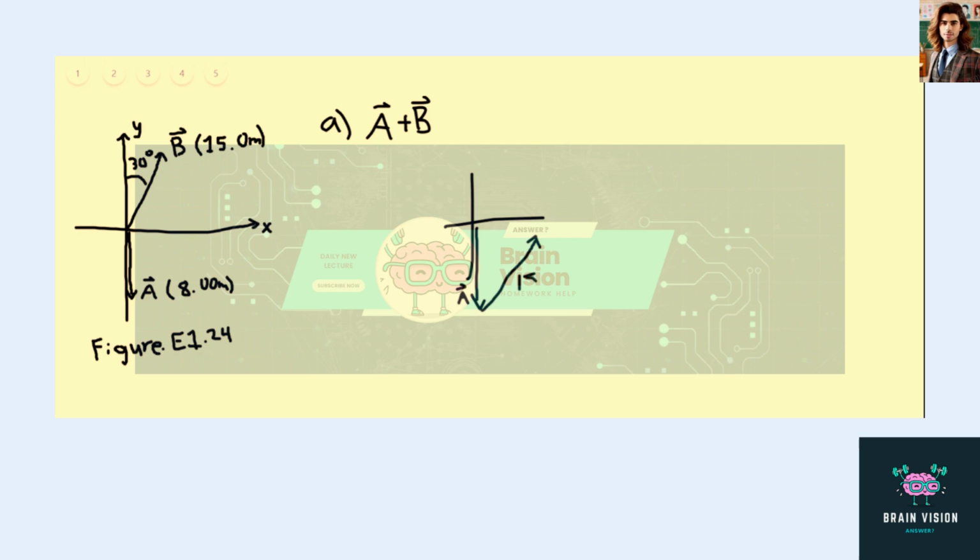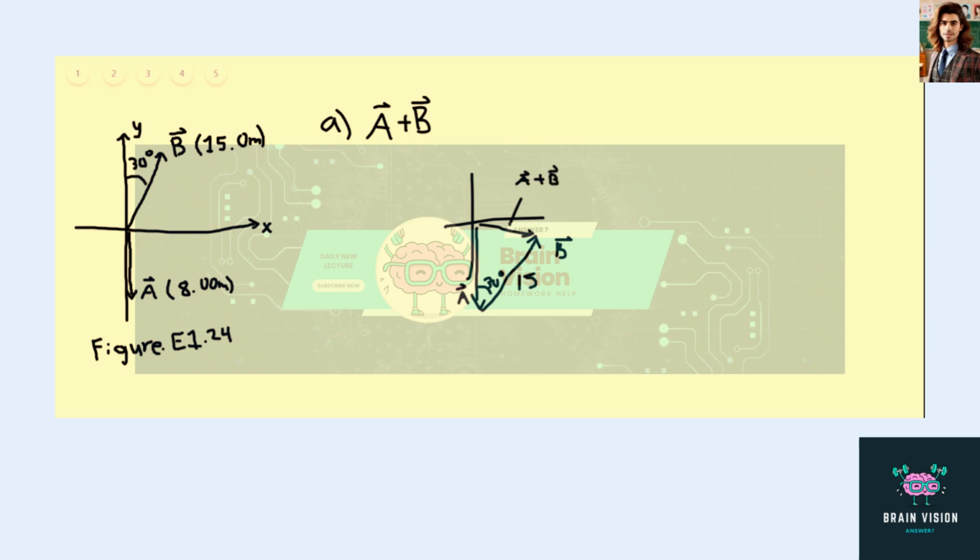So this isn't exactly drawn to scale at 30 degrees for vector b. And so the way this summation works is our final vector right here goes from the beginning to the end. And this is our vector a plus b.